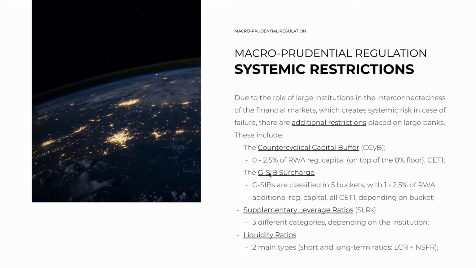The second type is the G-SIB surcharge, or Global Systemically Important Bank Surcharge. As the name says, this is a surcharge for only banks that are considered G-SIBs, the most important ones in a worldwide sense. Banks like JP Morgan, Goldman Sachs, Citigroup, and so on. So G-SIBs are classified in 5 buckets depending on their size and interconnectedness, and they have an additional surcharge of 1 to 2.5% of their risk-weighted assets as an additional regulatory capital surcharge. Again, all Common Equity Tier 1 depending on the bucket.